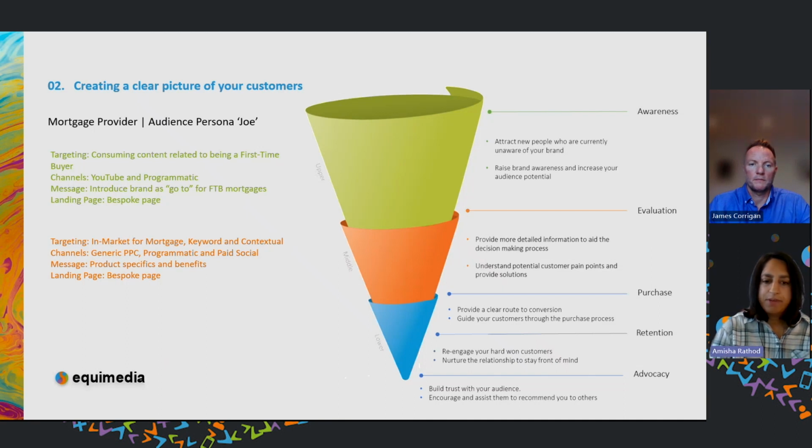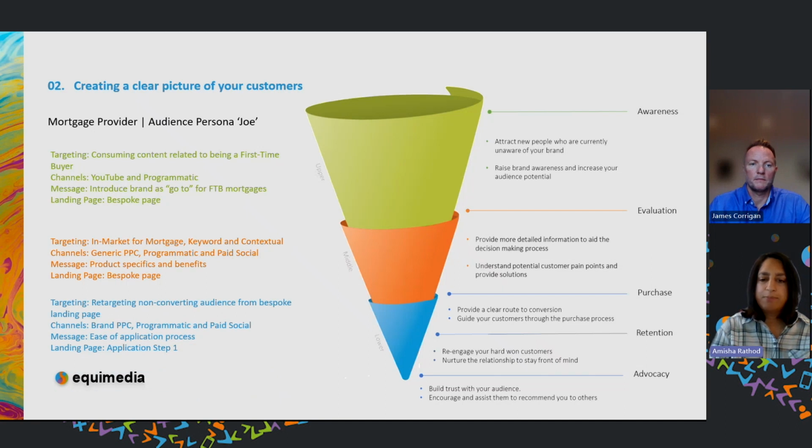Now, at the very bottom end of the funnel, we'll be capturing people who have visited that bespoke landing page and encouraging them to come back to the site to complete the application process. And here it will be important to highlight the ease of the application process and encourage those users to go on and complete that process.